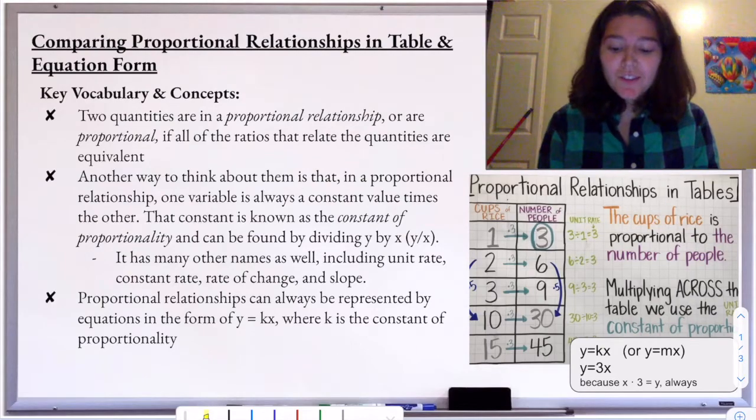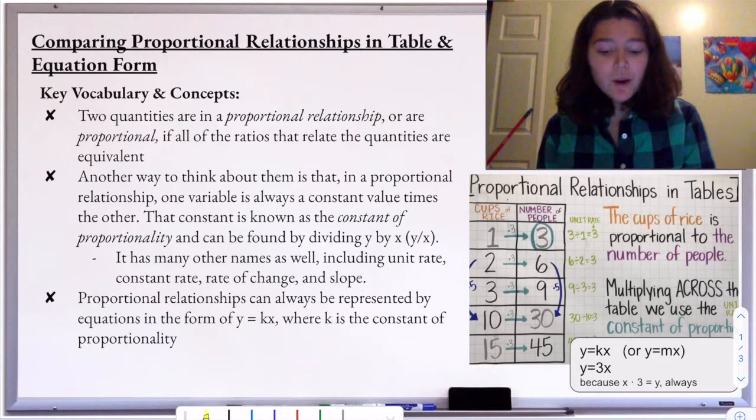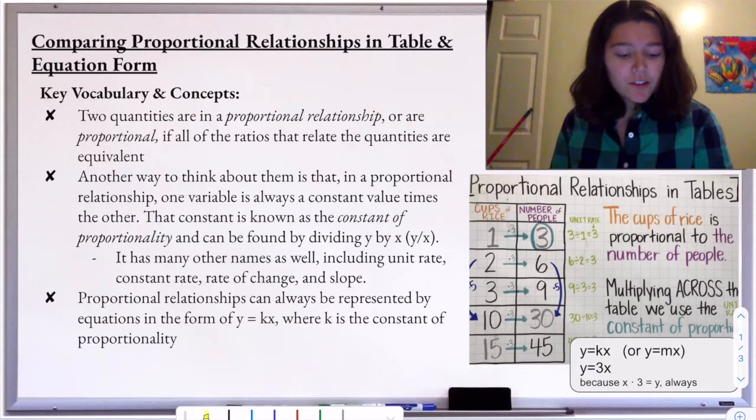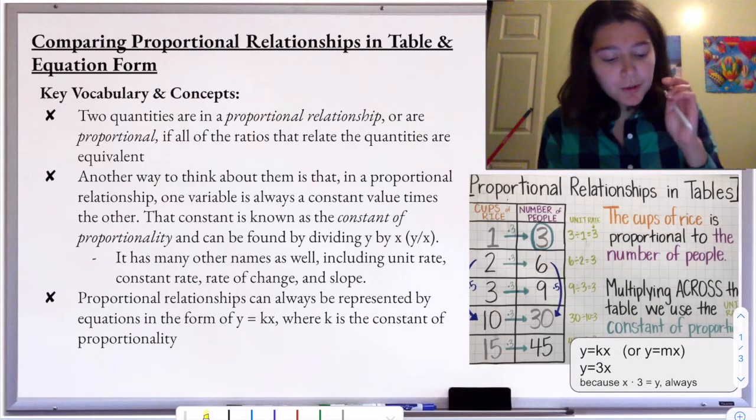Hello everyone, welcome to today's video on comparing proportional relationships in table and equation form. So we know that two quantities are in a proportional relationship, or we say they are proportional, if all of the ratios that relate the quantities are equivalent. You can see this in our table here.